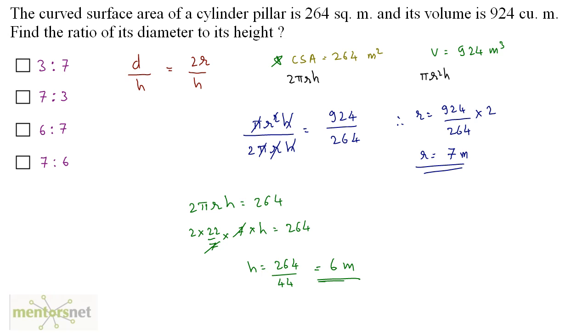So height is 6. Let's calculate the ratio now. So d by h is equal to 2r by h. So that can be written as 2 times 7 by 6. 2 times 3 is 6. So 7 by 3, that is 7:3 is the ratio. Option B.